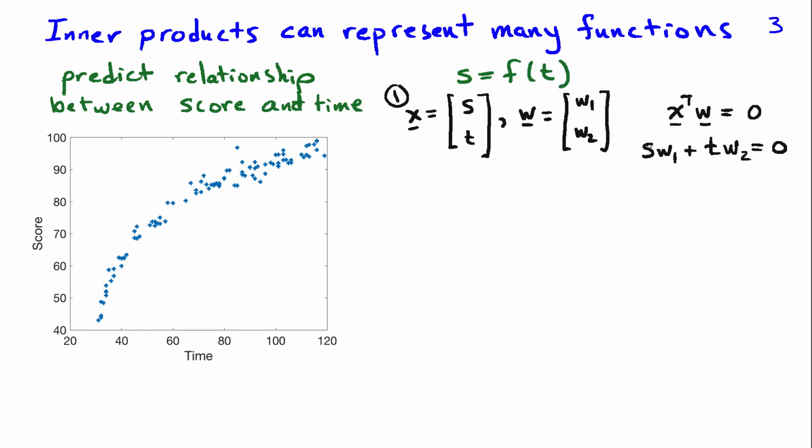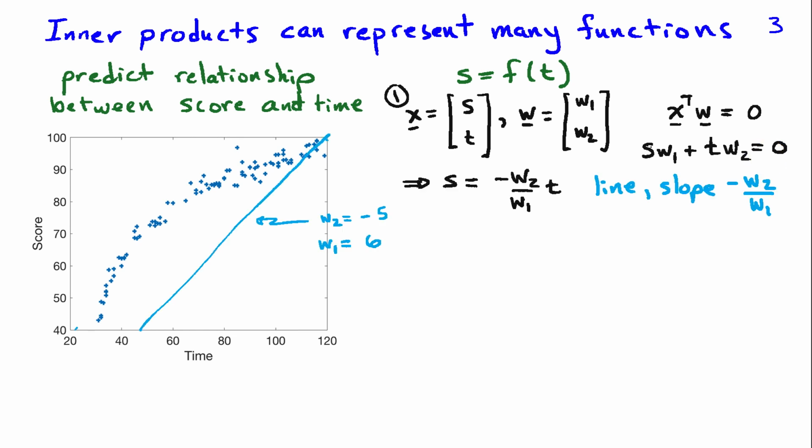Well, let's try a couple different things, and we'll begin by defining a vector x with the score s in the first element and the value of the time t in the second element. And then I'll define another vector w that has two entries, w1 and w2. And I wonder, what does the inner product x transpose w equals 0 look like? Well, we can multiply x transpose times w, and that gives us s times w1 plus t times w2 equals 0.